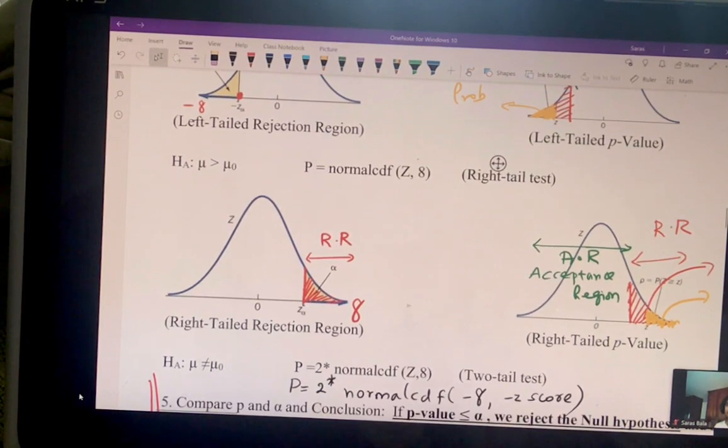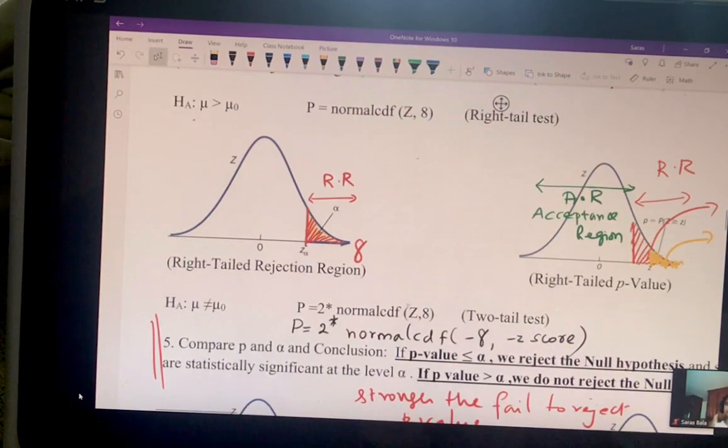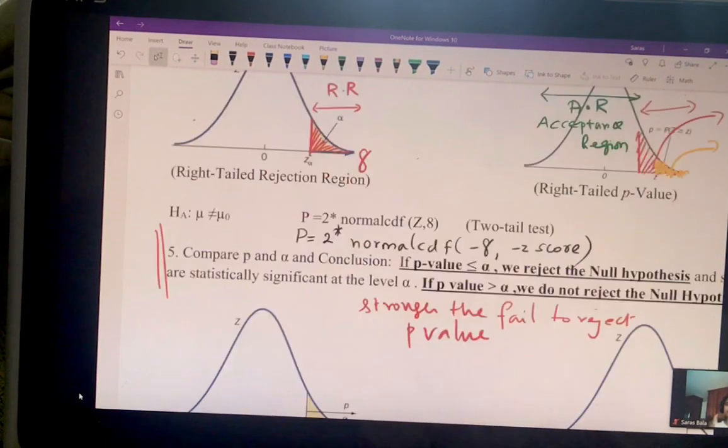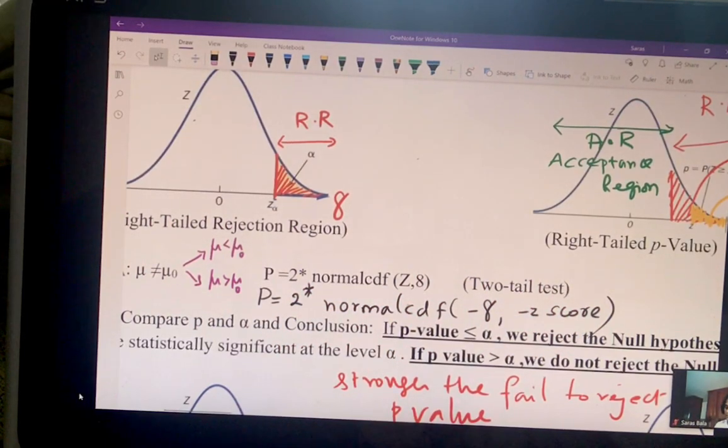All right. When it is a test where mu is not equal to mu sub-0, I told you that this will include both cases. You need to have the probability on the tails. So that's why I'm writing it as 2 times normal CDF z-score, comma 8, if your z-score is a positive number, or you can write it as -8 comma z-score if the z-score is a negative number.